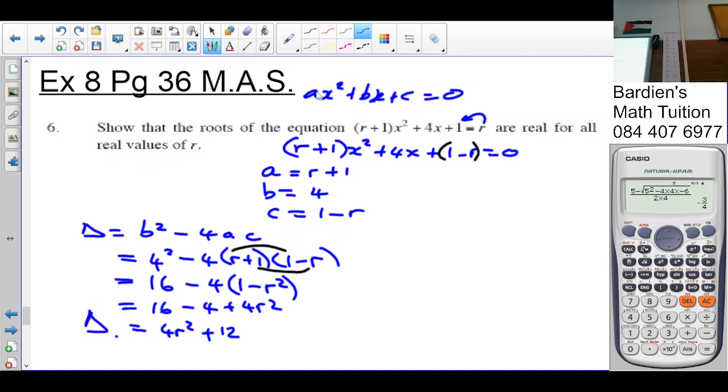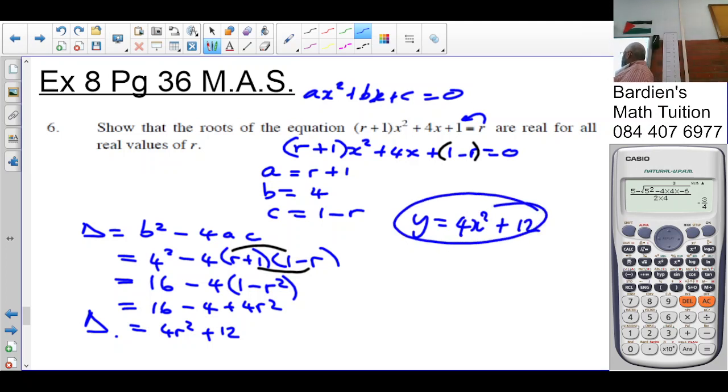But 4r squared plus 12 is a quadratic. If this equation was y is equal to 4x squared plus 12, and I had to draw a graph for that. Remember last time we drew these graphs. What is your y-intercept? 12. Is the graph smiling or frowning on this parabola? Smiling. So it has a minimum value. Can you see that? So can delta ever be negative?